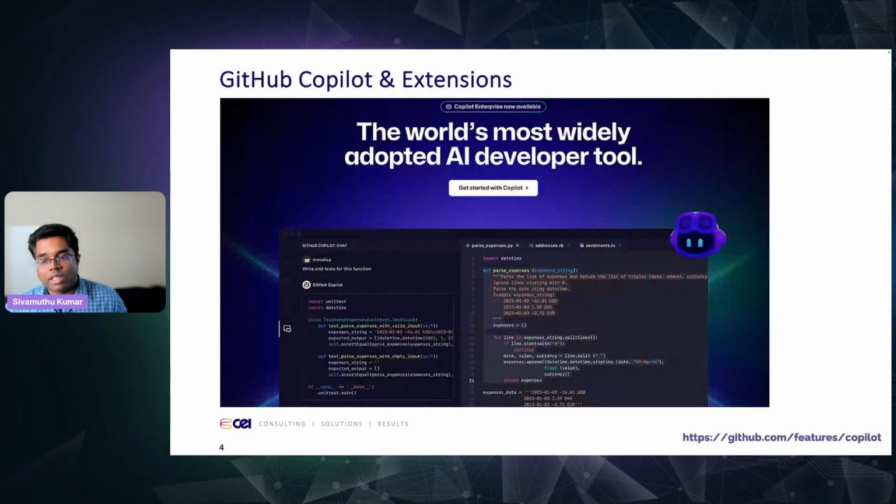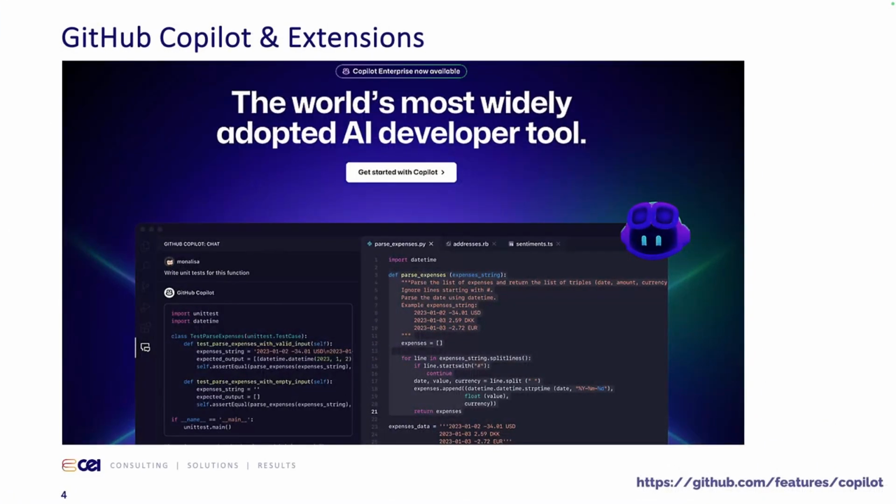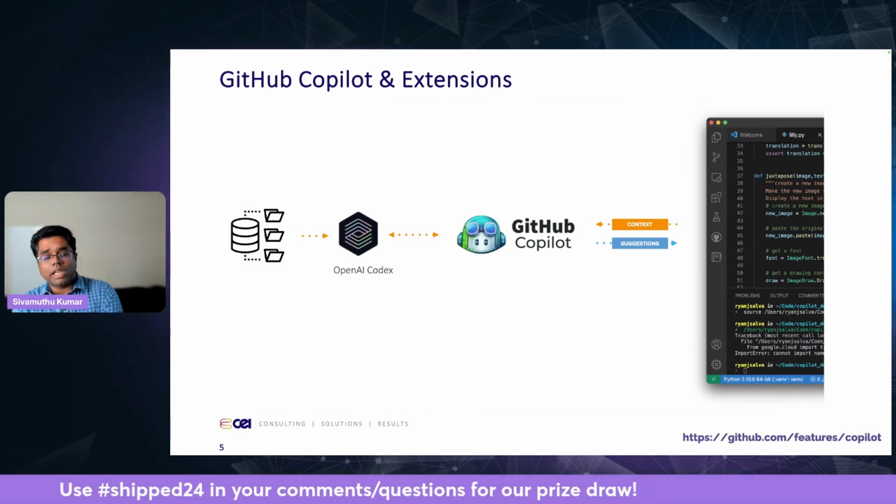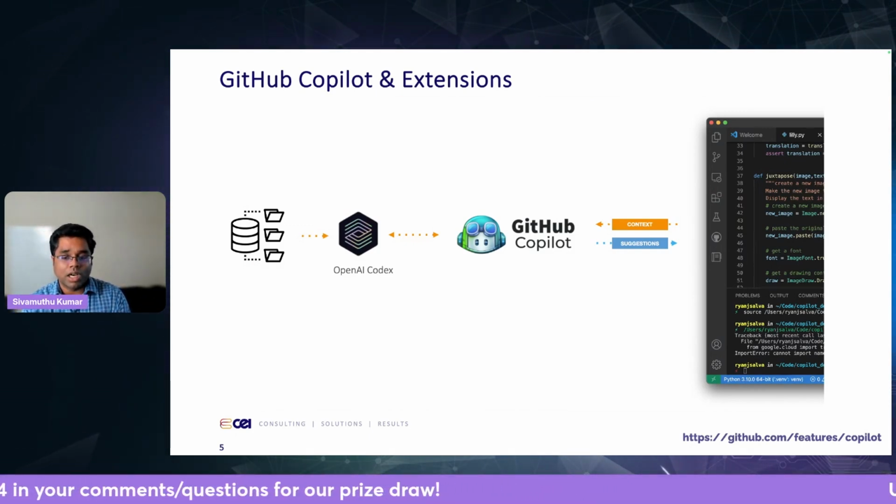The first thing is about GitHub Copilot and extensions. GitHub Copilot is the world's most widely adopted AI developer tool. Copilot started one or two years ago, and the tool was awesome. It brings all the AI coding suggestions. Whenever you are writing code, it's just a great Copilot for you. It understands what you are typing based on your context and all, and then gives great coding suggestions, right?